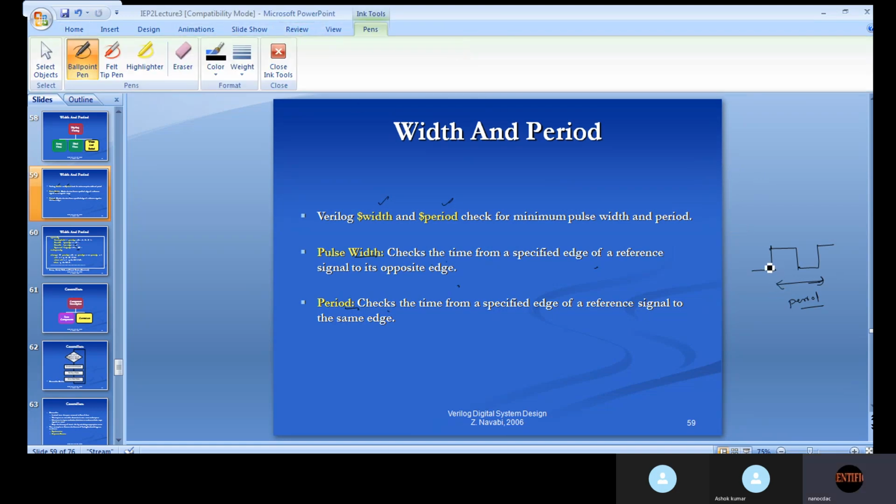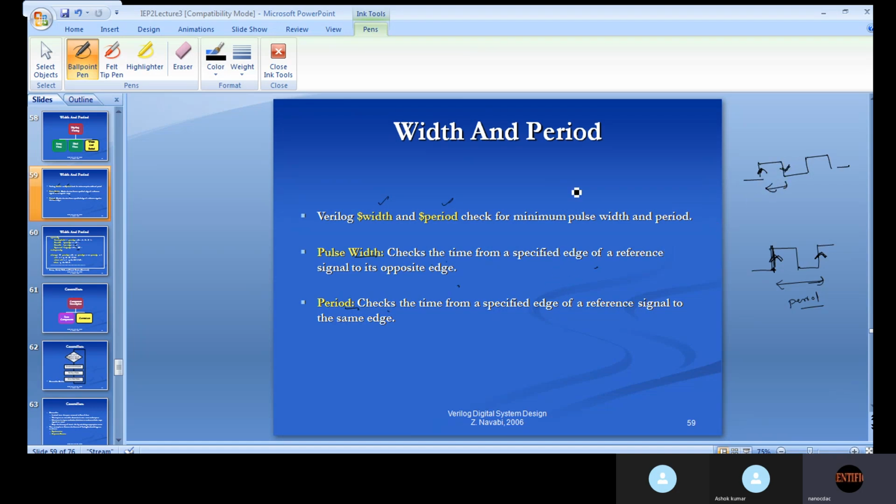పీరియడ్ అంటే యు నో. ఓకే, స్పెసిఫైడ్ ఎడ్జ్, ఇది ఒక ఎడ్జ్, స్పెసిఫైడ్ ఎడ్జ్ ఆఫ్ ఎ రిఫరెన్స్ సిగ్నల్ టు ద సేమ్ ఎడ్జ్, మళ్ళీ ఈ ఎడ్జ్ వచ్చేంత వరకు. ఓకే, దిస్ ఇస్ ఎ పీరియడ్. పల్స్ అంటే ఏంటి చెప్పండి, ఇది ఒక రిఫరెన్స్ ఎడ్జ్, దీని ఆపోజిట్ ఎడ్జ్. ఓకే, సో దిస్ ఇస్ నథింగ్ బట్ పల్స్.